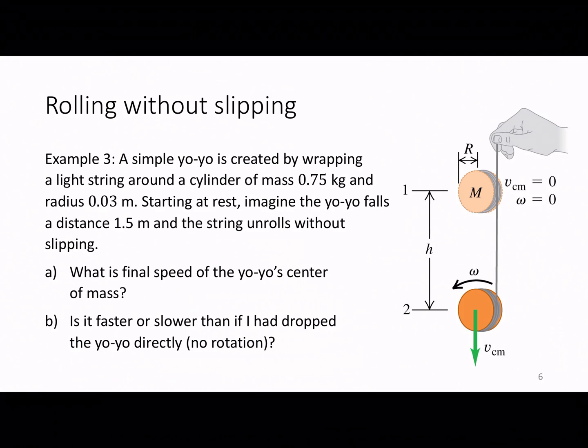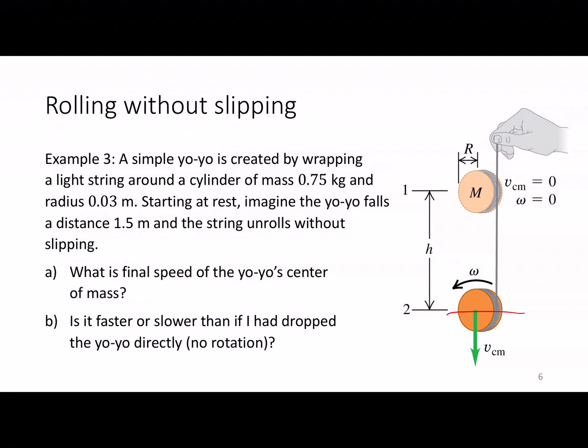So what I want you to think is, what is the final speed of the yo-yo's center of mass? How fast is it moving after 1.5 meters? And is it faster or slower than if I just drop the yo-yo without letting it rotate? So before actually solving part A, I want you to think, is it faster or slower when it moves here, if it rotates, or if I just drop it directly without rotation? Okay, so we'll come back to that using the language of conservation of energy. Take a couple minutes to solve this one.